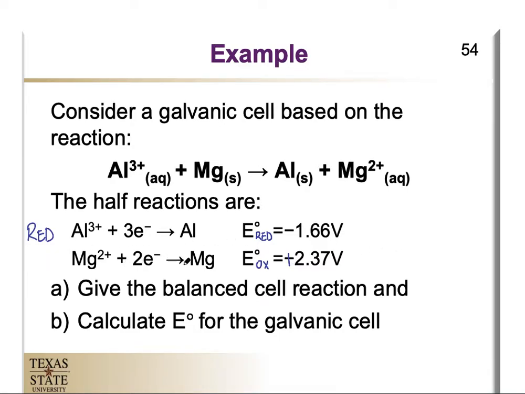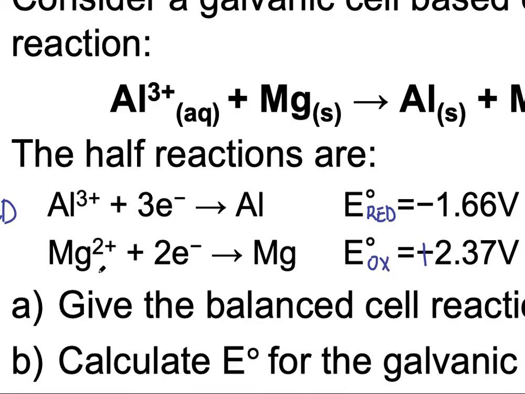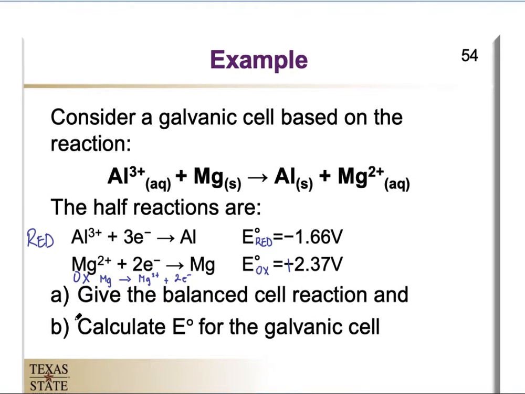And now this is going to be our oxidation. Of course, I need to rewrite this in the proper way. And let me see if I can do that here. I can write my magnesium solid goes to magnesium ion 2 plus 2 electrons. All right, so now my equation is written as an oxidation properly. The question in this problem was A, give the balanced cell reaction, okay, and then B, calculate the cell potential for the galvanic cell. Perfect.